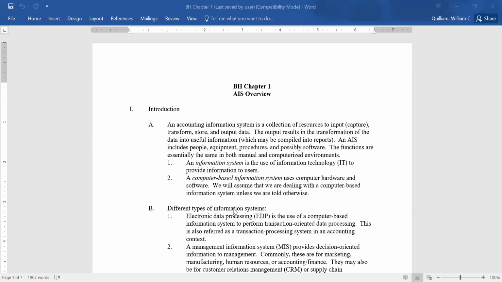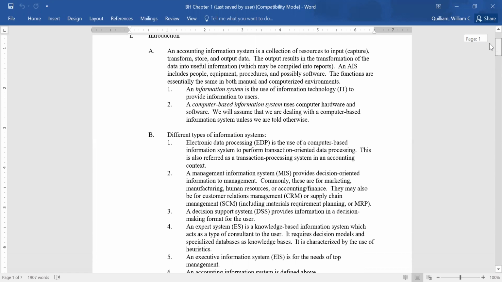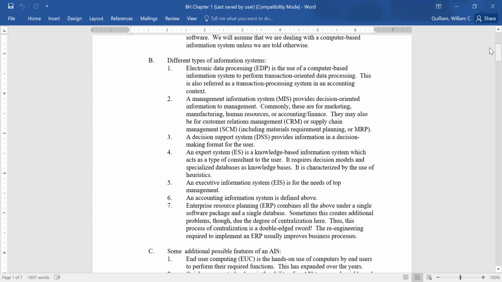Then, also in the CPA exam, they will also test us on different types of information systems. So one type of information system, you've heard this term, is EDP, or electronic data processing. And it's the use of a computer-based information system to perform transaction-oriented data processing. In other words, recording transactions and then processing them. And it's also referred to as a transaction processing system in an accounting context. So as you can see, a lot of what we're studying here in this chapter is terminology, and that's okay because it is tested on the CPA exam.